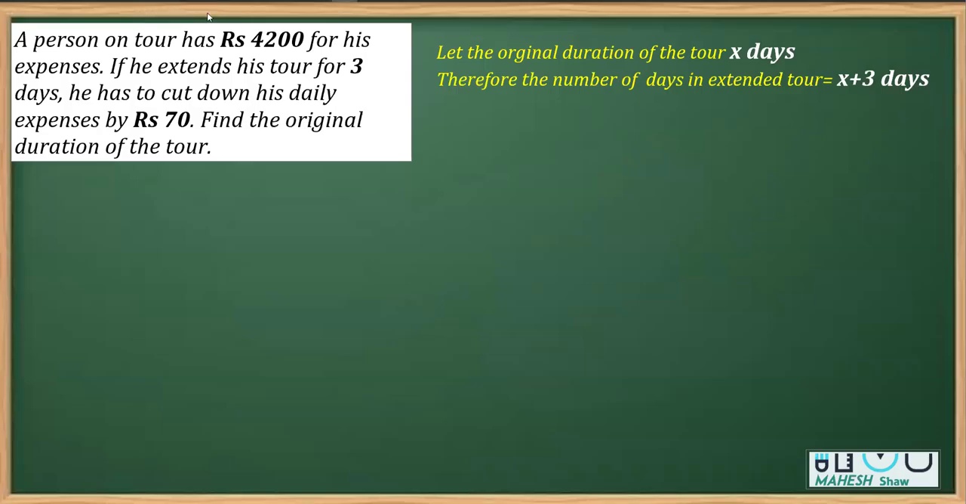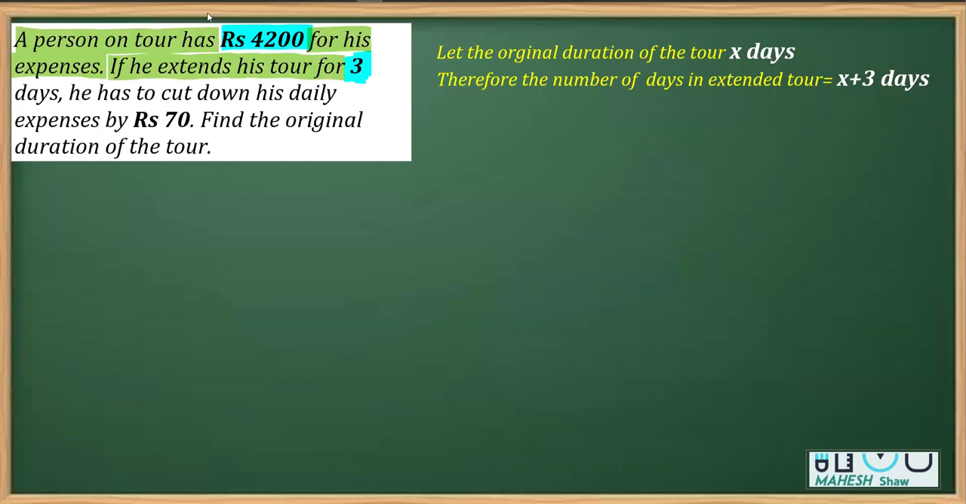We have one word problem from the chapter Quadratic Equation. The question says a person on tour has 4,200 for his expenses, the total money he had to spend during the journey. Further, it says if he extends his tour for 3 days.